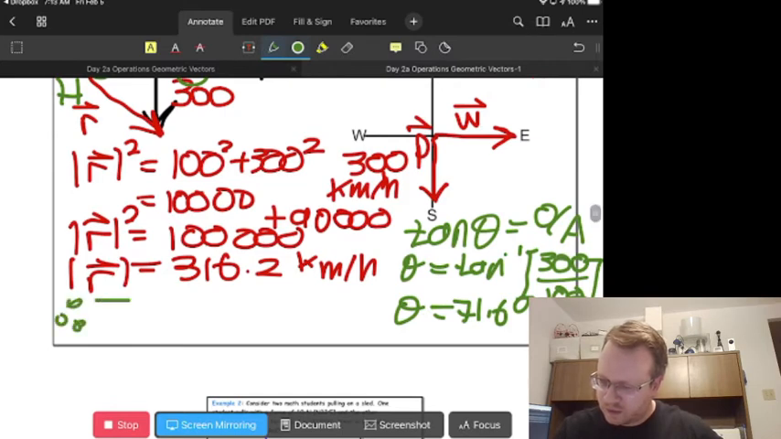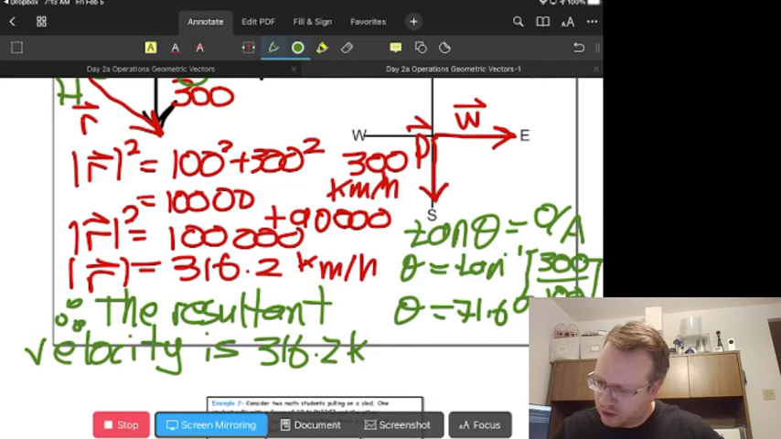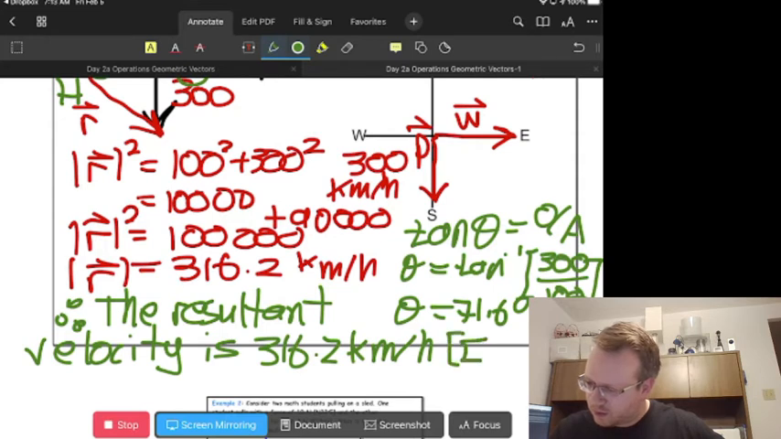Therefore, the resultant velocity is 316.2 kilometers per hour, and our direction is east, 71.6 degrees south. So basically we're starting in the east and then rotating around.